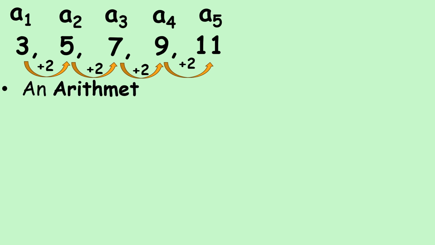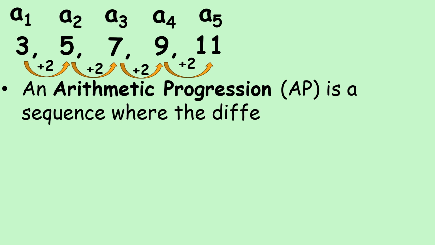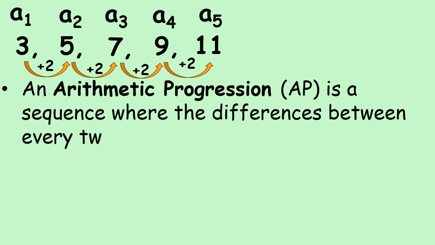So let's define what an arithmetic progression is in simple terms. An arithmetic progression is a sequence, in the sense that the numbers follow each other, and the differences between every two consecutive terms are the same. We've established that here.